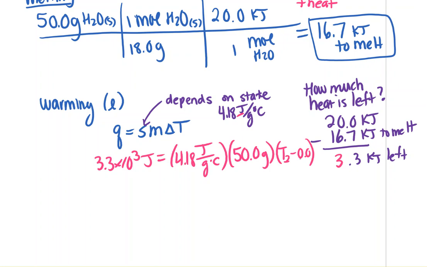The T1 is 0. So anyway, just algebra after that, just this number divided by all of these. The 0 simplifies pretty easily. And I get a T2 of, with 2 sig figs, 16 degrees Celsius.